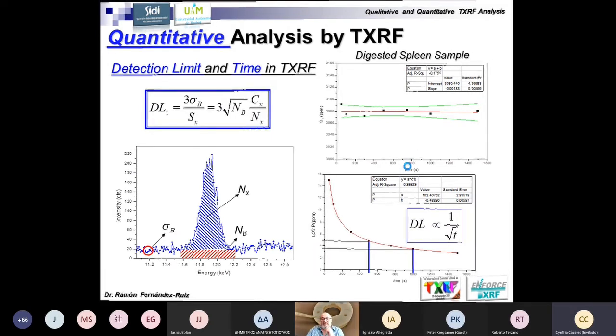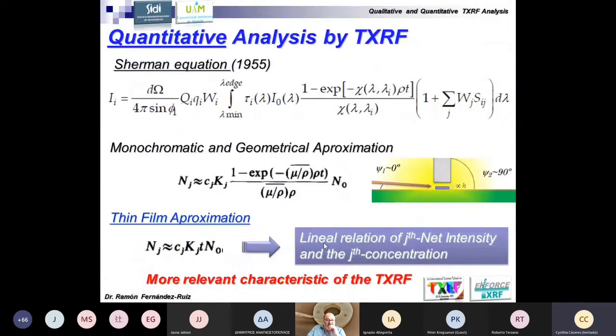Only for your consideration. Then if now one analyzes quantitatively, as I have commented previously, in a general way, considering general X-ray fluorescence, we need to use this very hard equation of Sherman, where all the geometrical parameters, all the secondary excitation, and all the physical and chemical parameters are inside.